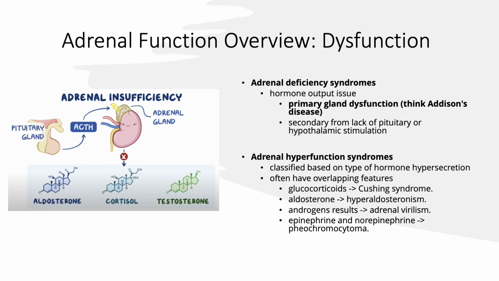So what happens when our adrenals are dysfunctioning, when they're not functioning well? On the left here is from Osmosis. It's a picture of when we have adrenal insufficiency. So insufficiency means we have hormone deficiencies. So this is a hormone output issue. Okay, this is hypofunction. It's usually malfunction of the adrenal gland itself, as in Addison's disease. There can be a secondary cause if the pituitary or the hypothalamus have been removed, if they're damaged, or if you've got another neuroendocrine dysfunction.